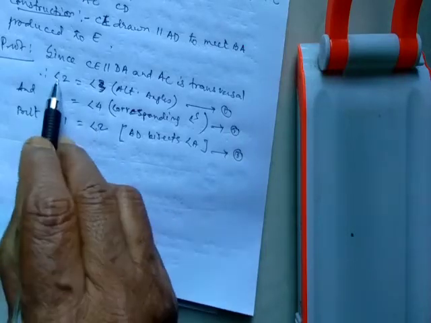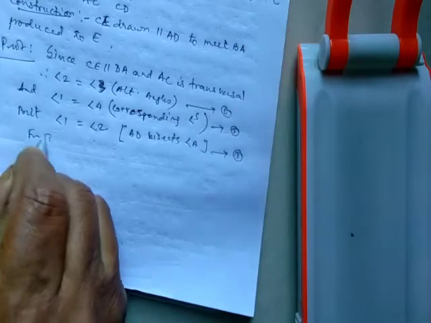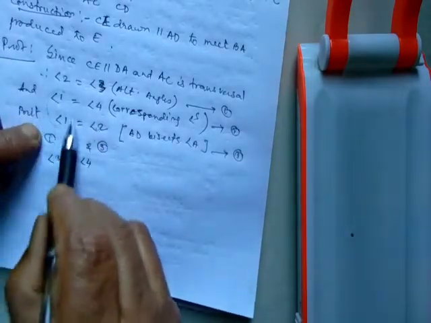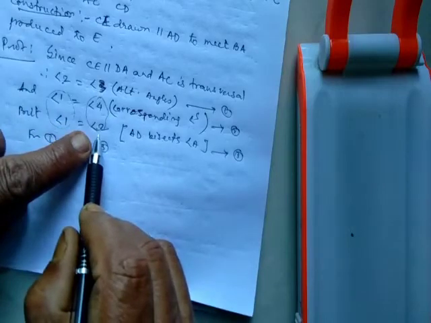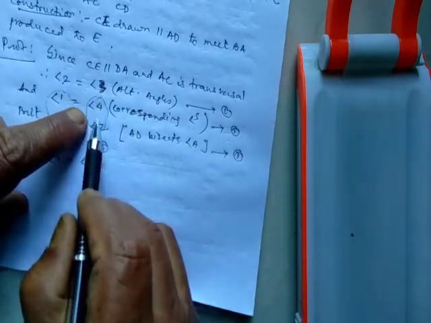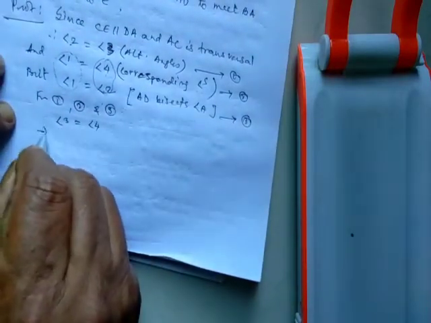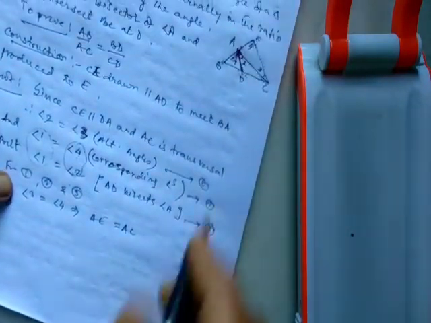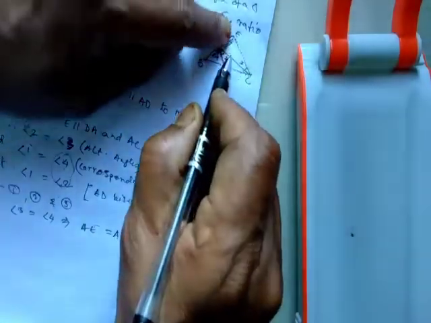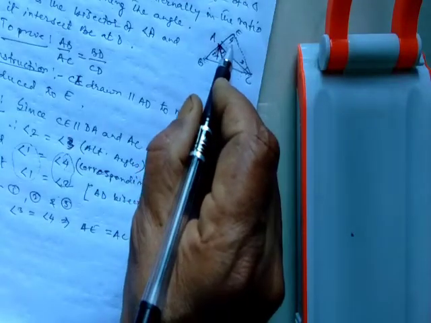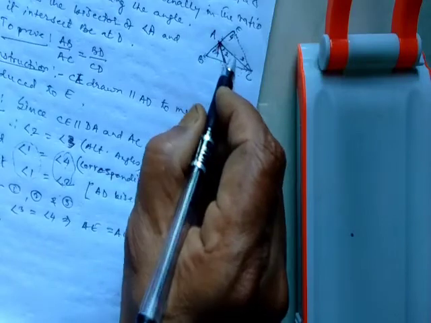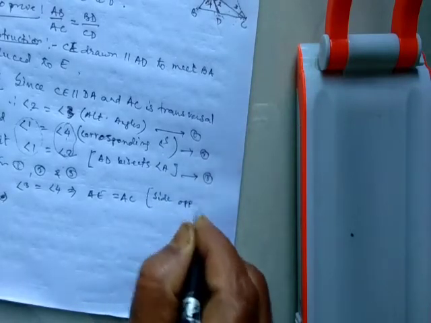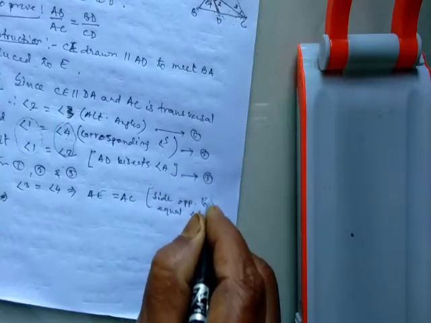Again, if 2 is equal to 4, and 2 is equal to 3 also, therefore angle 3 is equal to angle 4. See, these two are equal. This implies AE is equal to AC. 3 is equal to 4, these two angles are equal. So its opposite is AE and its opposite is AC. This is because sides opposite to equal angles are equal.